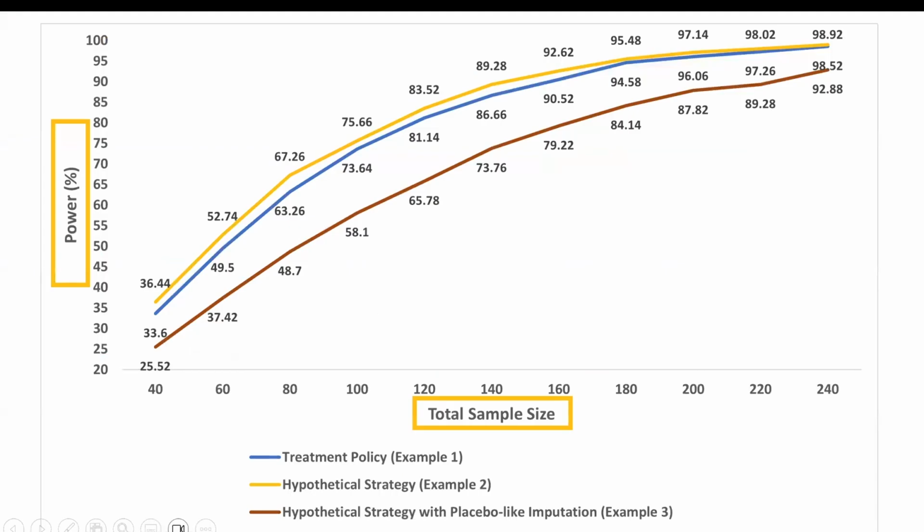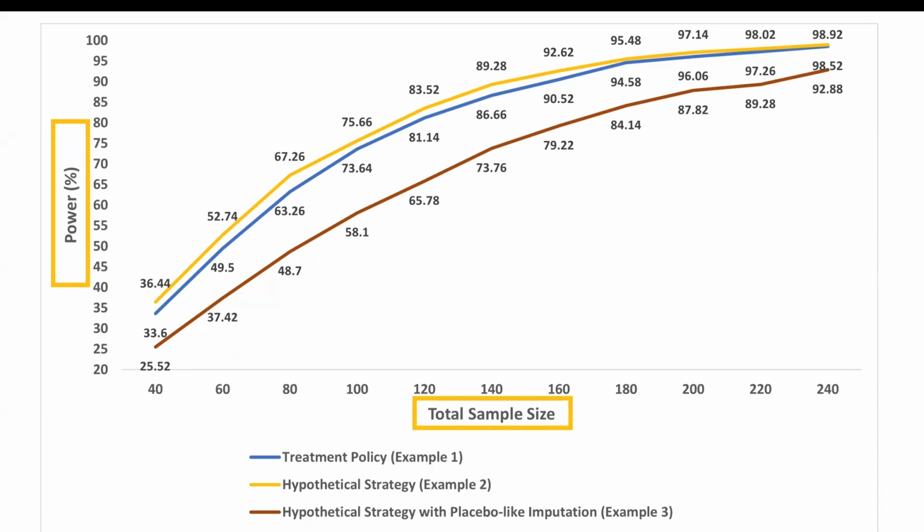We also explored different sample sizes, varying from 40 to 240, and we plotted the power obtained in each of the 3 numerical examples just performed in this graph. As shown in the figure, the hypothetical strategy in example 2 generates the largest power across the range of total sample size from 40 to 240, while the hypothetical strategy with the placebo-like imputation generates the smallest.